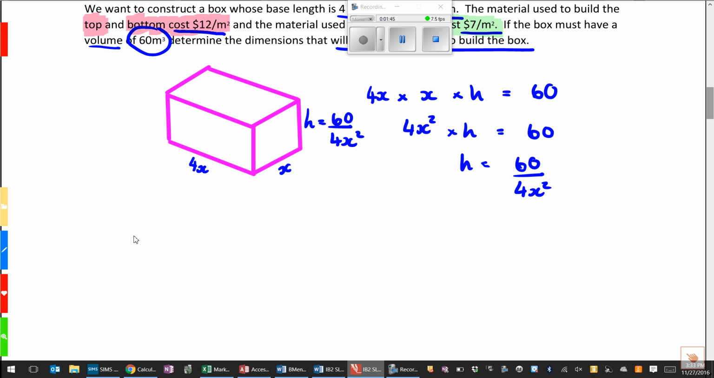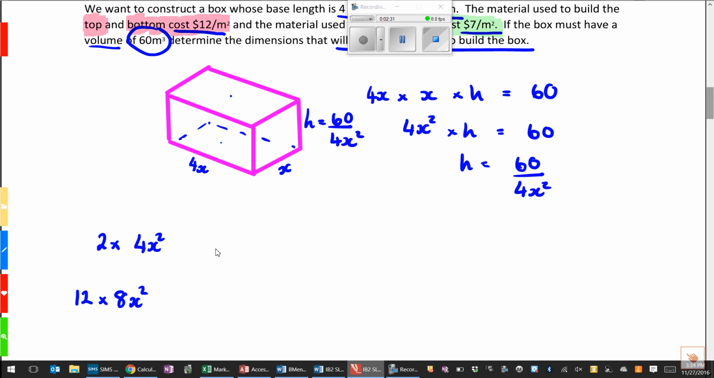So let's take each one and sort out each thing separately first. So the area of my sides. If I do top and bottom first, because they're my easy one, I've got 2 lots of, because it's the bottom and the top, 4x squared. So 4x times x gives me that base, and it also gives me this top. So I've got 2 lots of those, so that will be 8x squared. And of course, they cost $12 per meter squared, so I can do 12 times that.